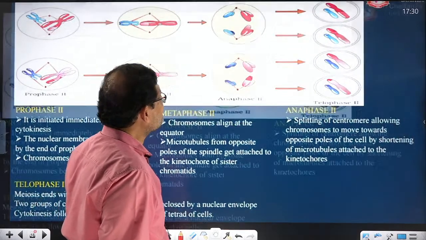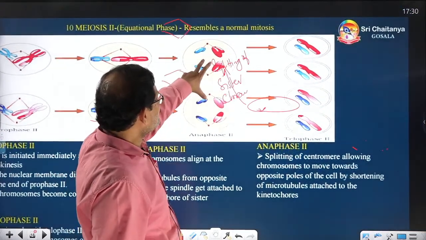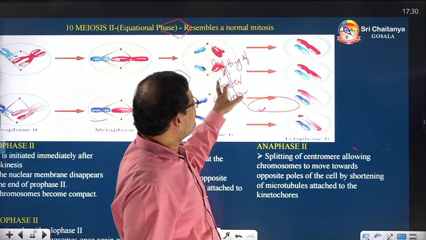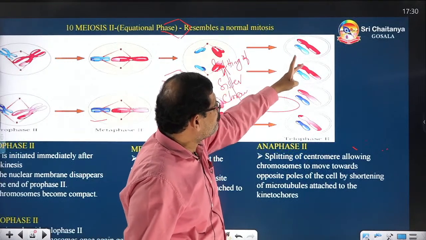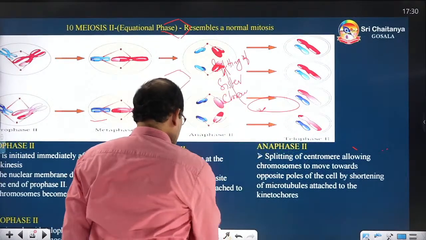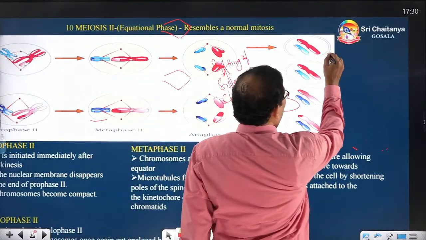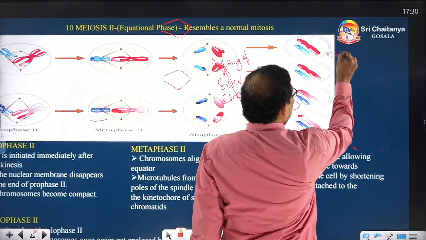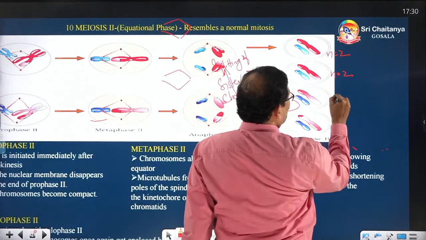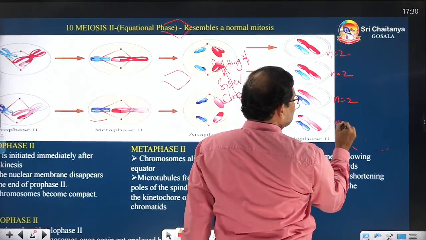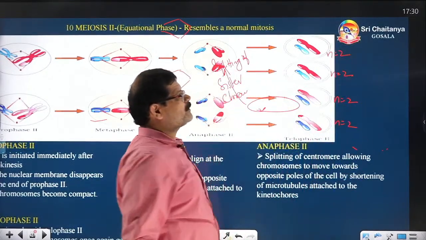What is this cytokinesis? See here, the two cells which are present here, splitting of the sister chromatids will be done. Again you find that four cells are formed. In each of the four cells, tell me how many chromosomes there are. n is equal to 2, n is equal to 2, n is equal to 2, n is equal to 2. All n is equal to 2.